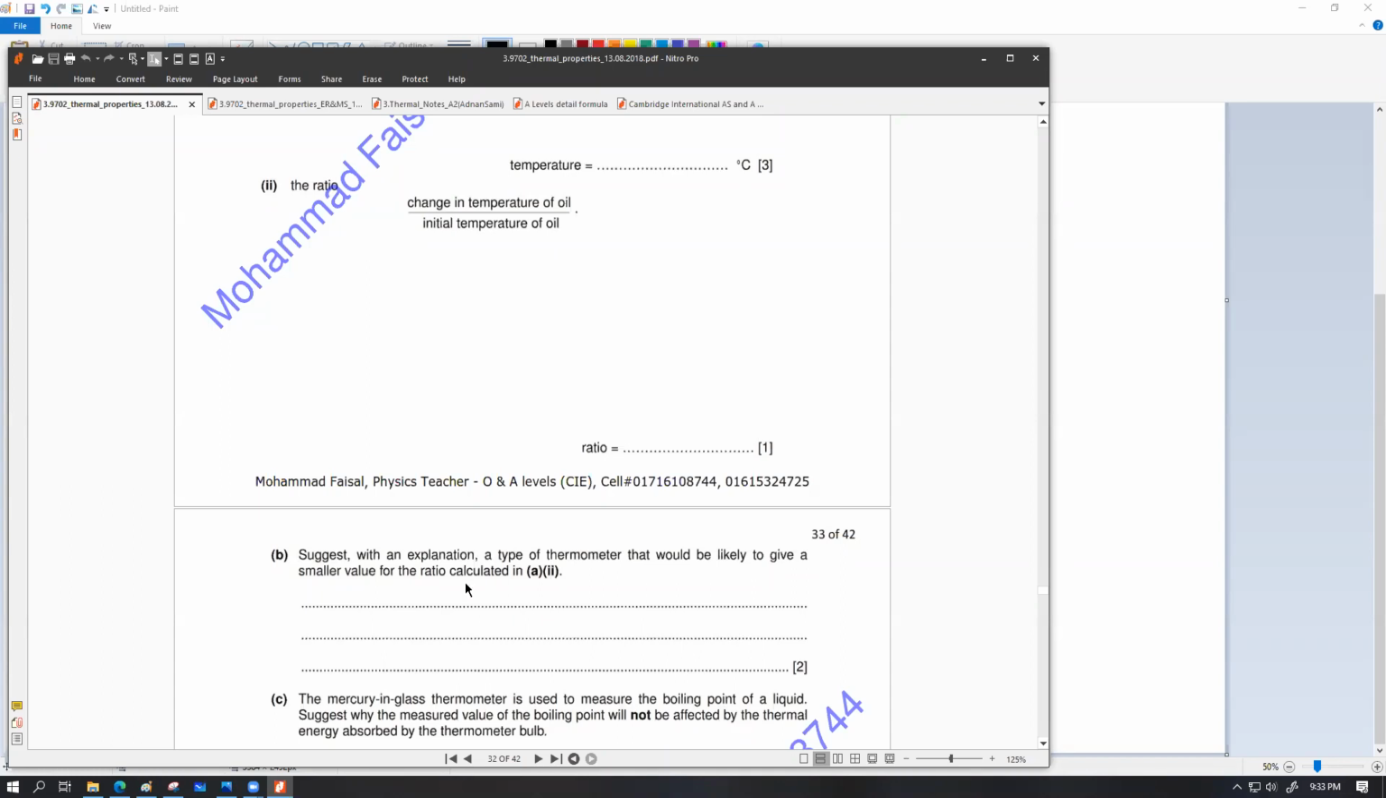I should not say that a thermometer that has a smaller bulb is essentially incorrect, but they are essentially asking you to give a different type of thermometer. So a thermometer other than a liquid in glass thermometer, which gives a smaller value of the ratio calculated.